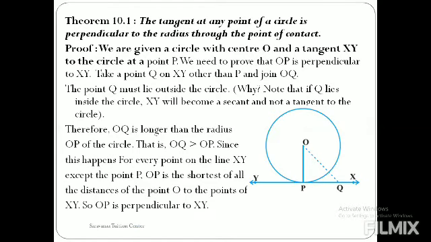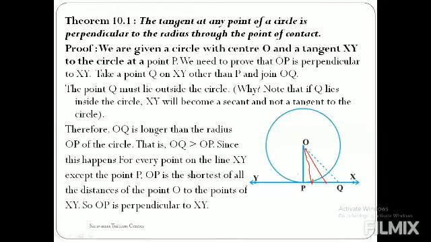Therefore, you can find that OQ is longer than OP, because OP is the radius and OQ is more than the radius. You could find that except for the radius perpendicular to the line, all other lines are greater than the radius. Therefore, OP is the shortest distance from point O to XY, so OP is perpendicular to XY.